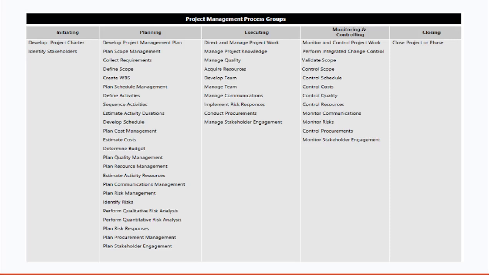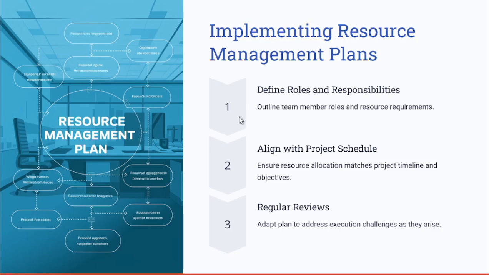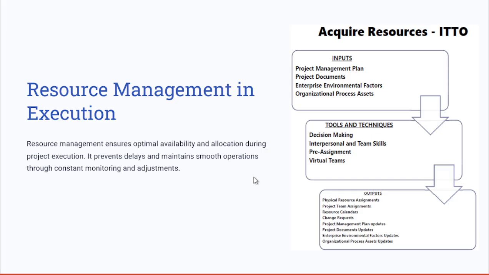Now, after that, we have finished managing the quality during the execution phase. The next key process that we are going to cover is acquiring resources and managing these resources. So, to start with, understanding first what resource management and execution are.